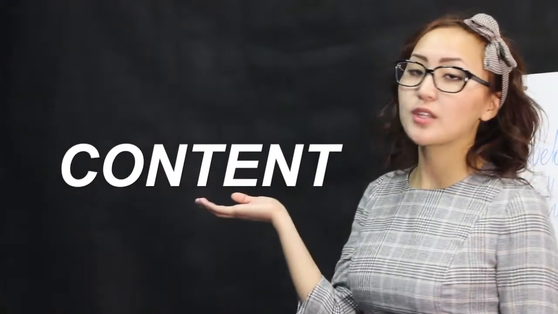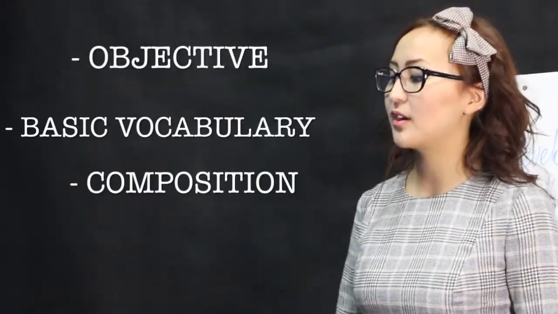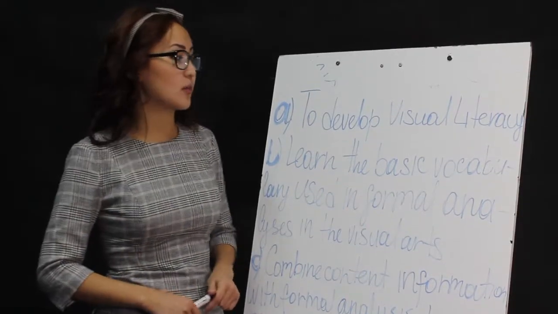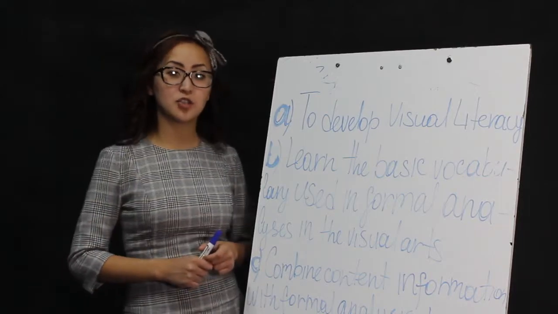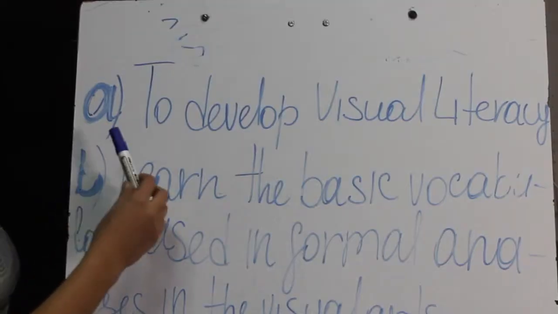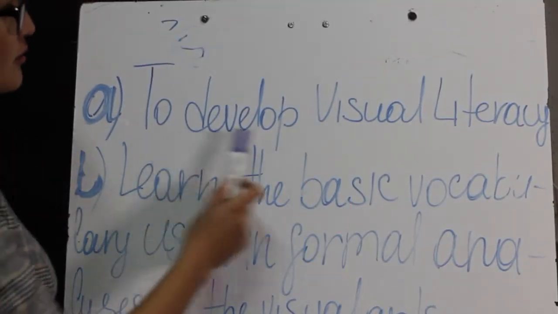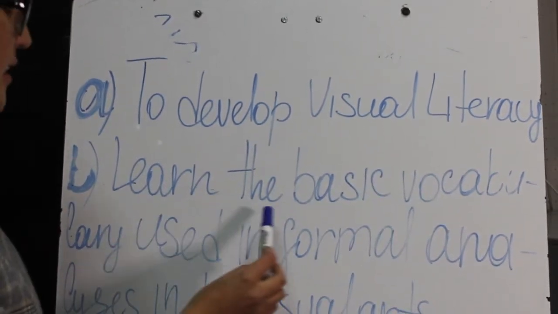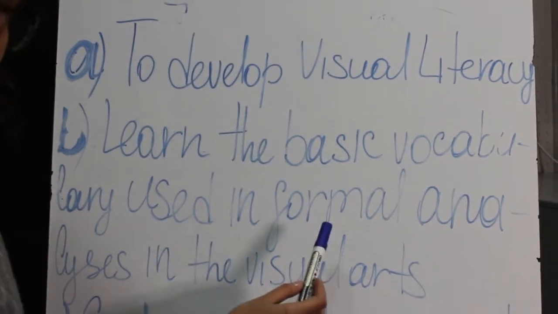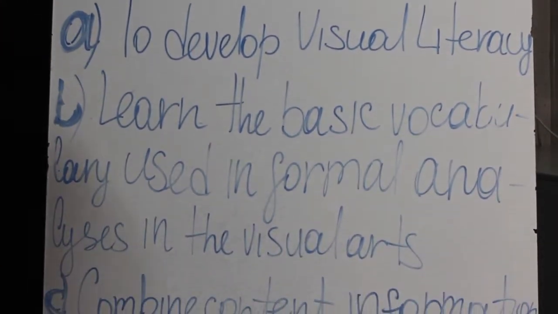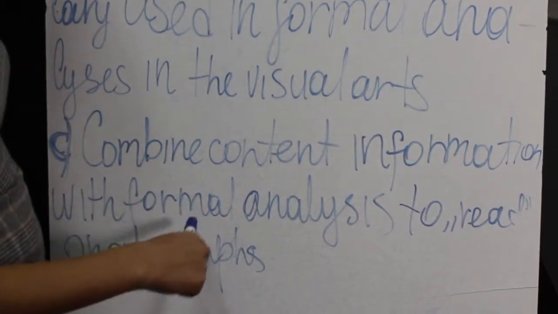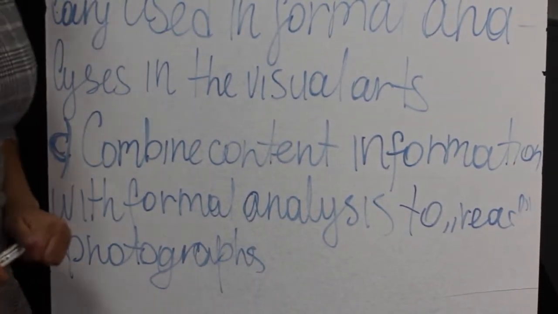So right now you can see our content. This is the objective, basic vocabulary, composition and visual elements. And now let's talk about the main objectives of our presentation. Objective number one is to develop visual literacy. The next objective is to learn the basic vocabulary used in formal analysis in the visual arts. And the last one is to combine content information with formal analysis to read photographs.